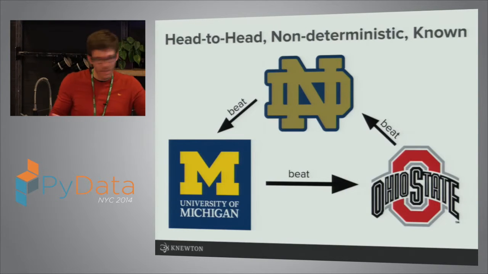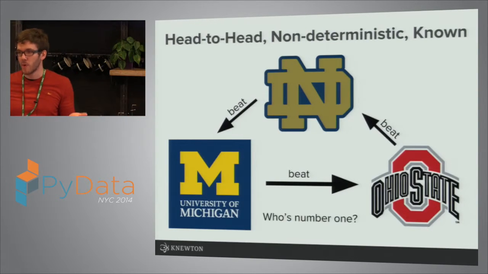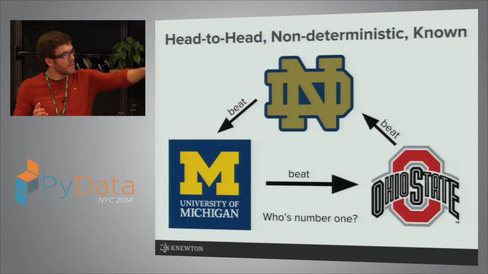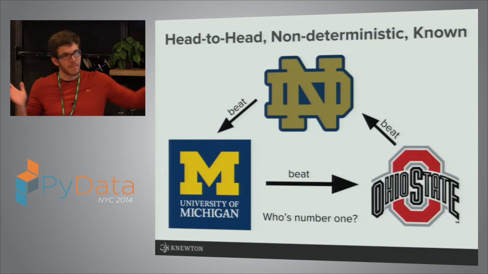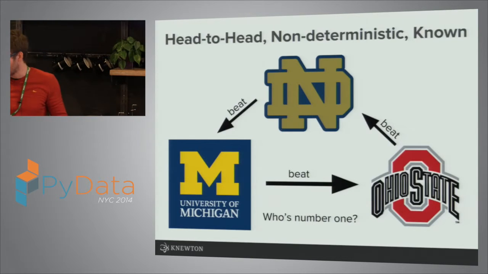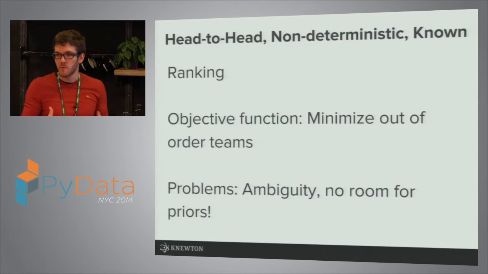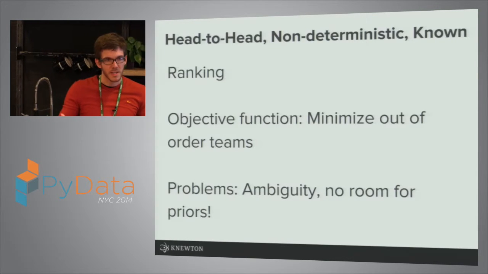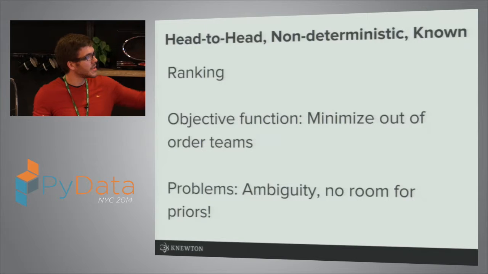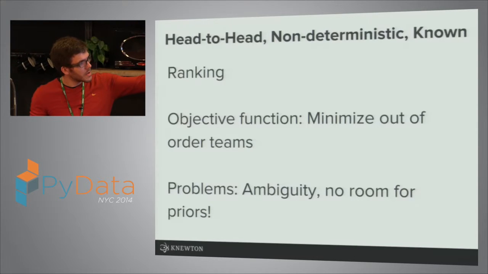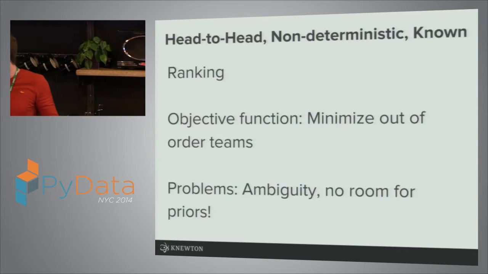But the problem is, who's number one? If you just know this, then I can choose any one of them to be number one, and my objective function is still equally minimized. So there's this big ambiguity here. There's no room to bring in your domain knowledge that Michigan is obviously number one. So there's no room for priors. It's just completely ambiguous in a lot of these cases.